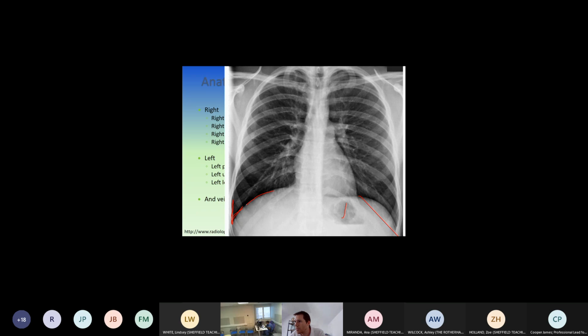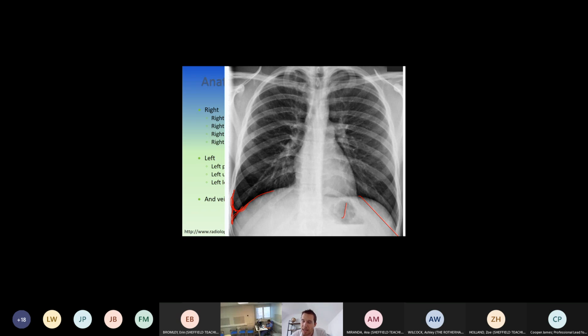What I don't want to see is a costophrenic angle that comes down and then is blunted like that. Does anybody know what that might be if we get blunting of the costophrenic angle? Pleural effusion? Yeah, perfect. The reason that pleural fluid almost always pulls up to the side and tracks laterally is simply due to surface tension.